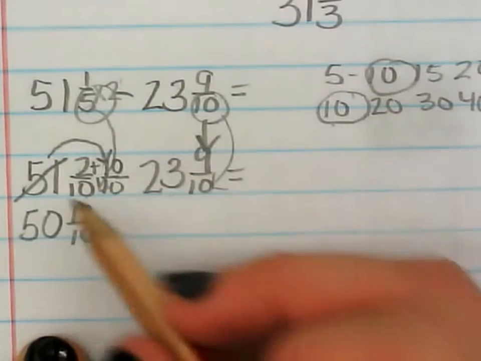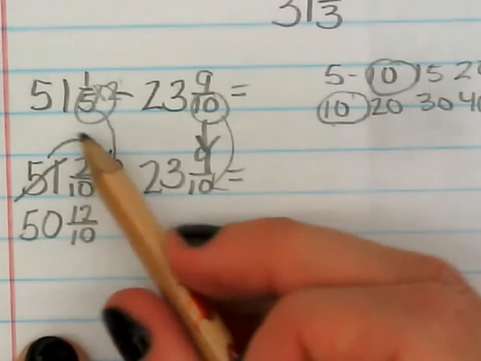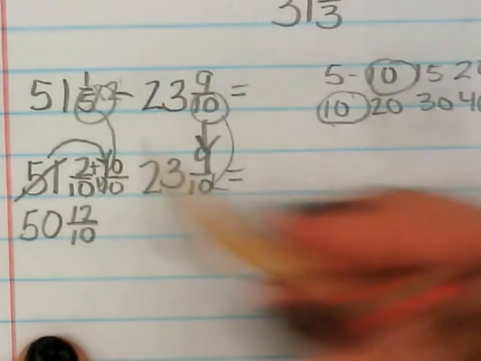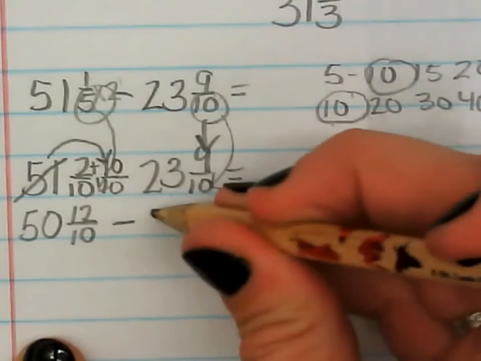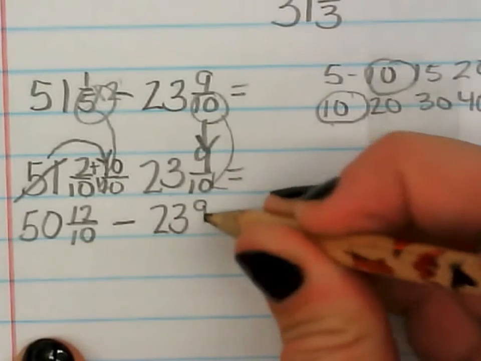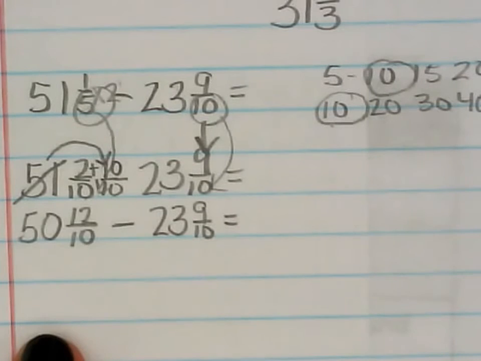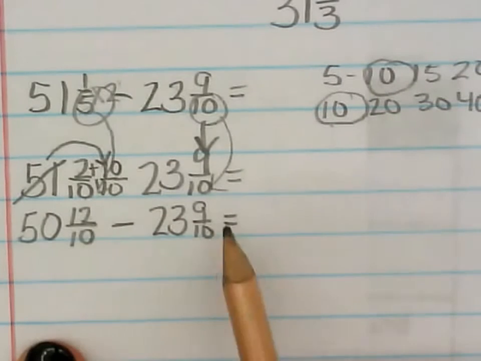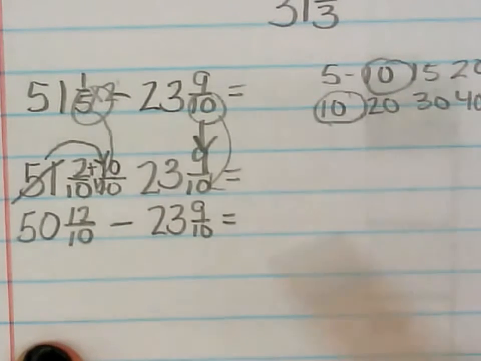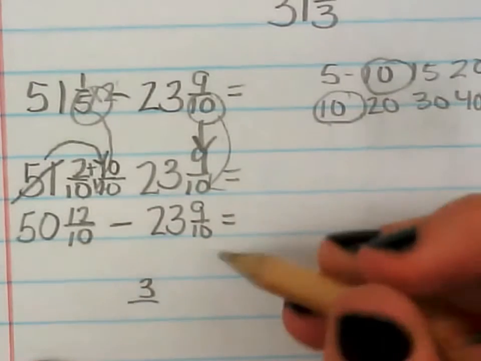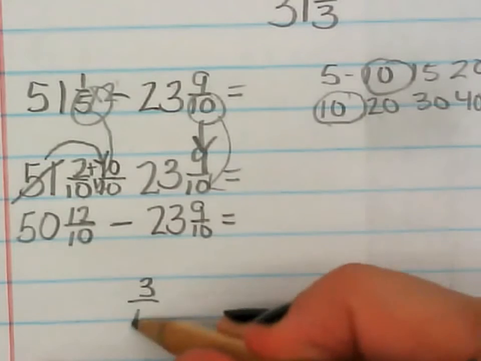And again, it is 12 tenths because I regrouped 1 whole, which was 10 tenths, plus the 2 tenths that I already had. Now I'm going to go ahead and write minus 23 and 9 tenths. I didn't do anything with this, so I'm just dropping it all down. So now I can look comparatively. 12 minus 9. That's right, 12 minus 9 is 3. And my denominator stays the same.